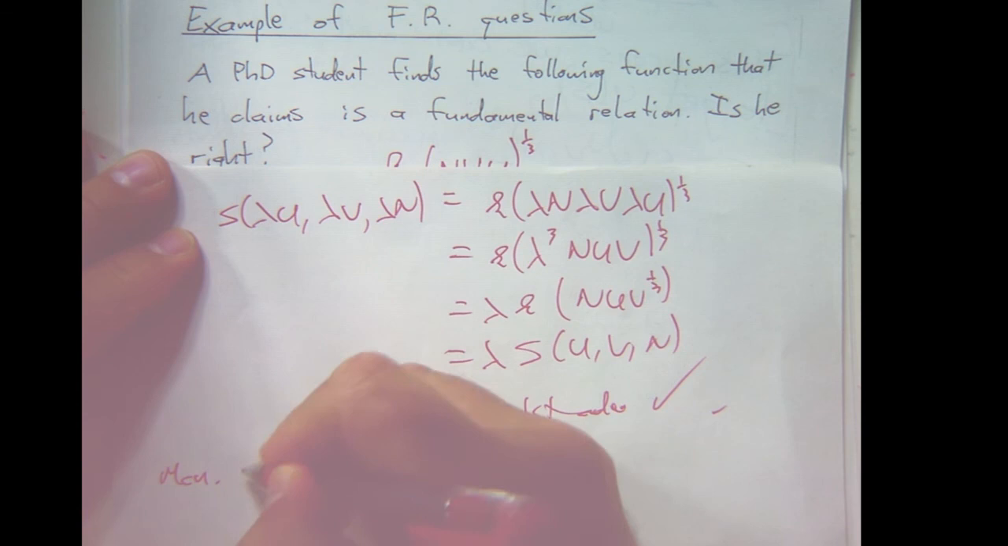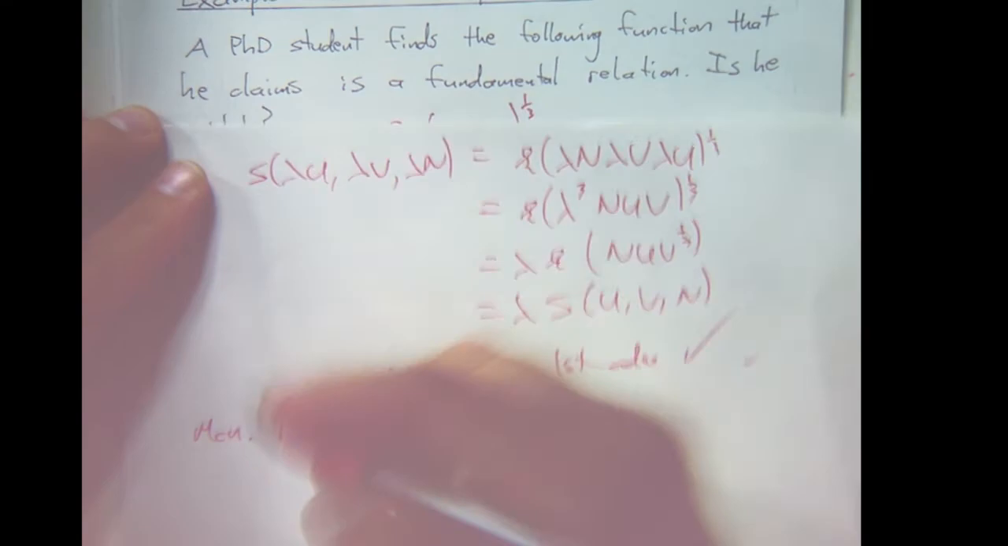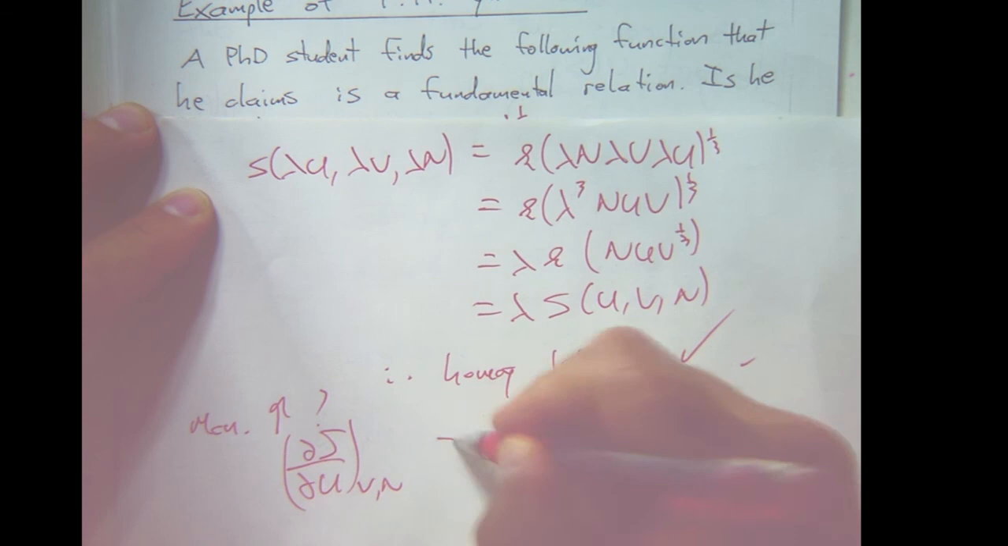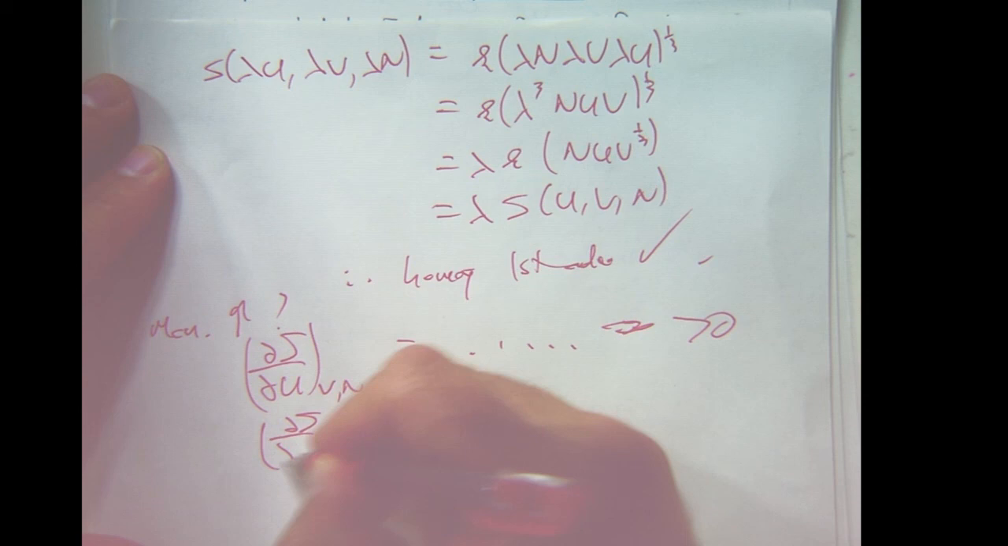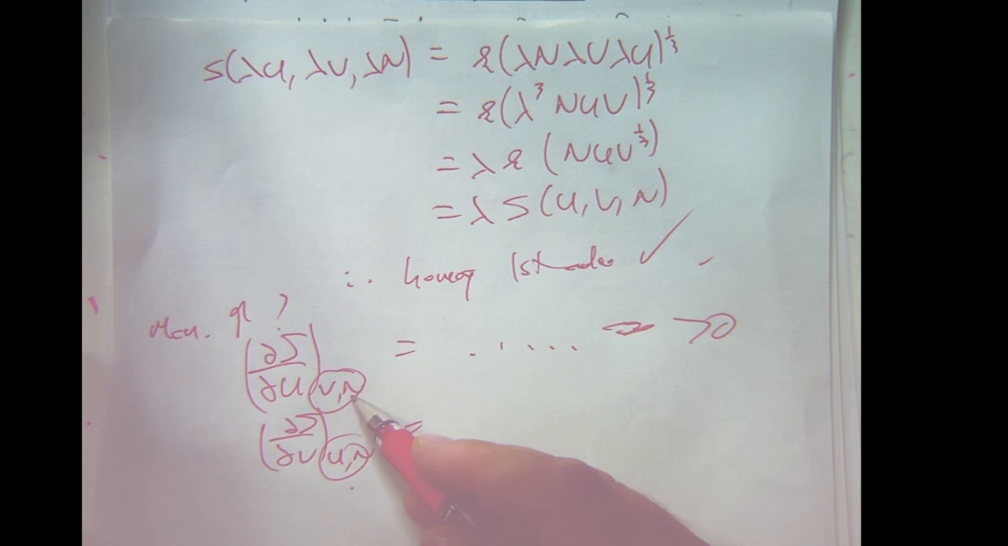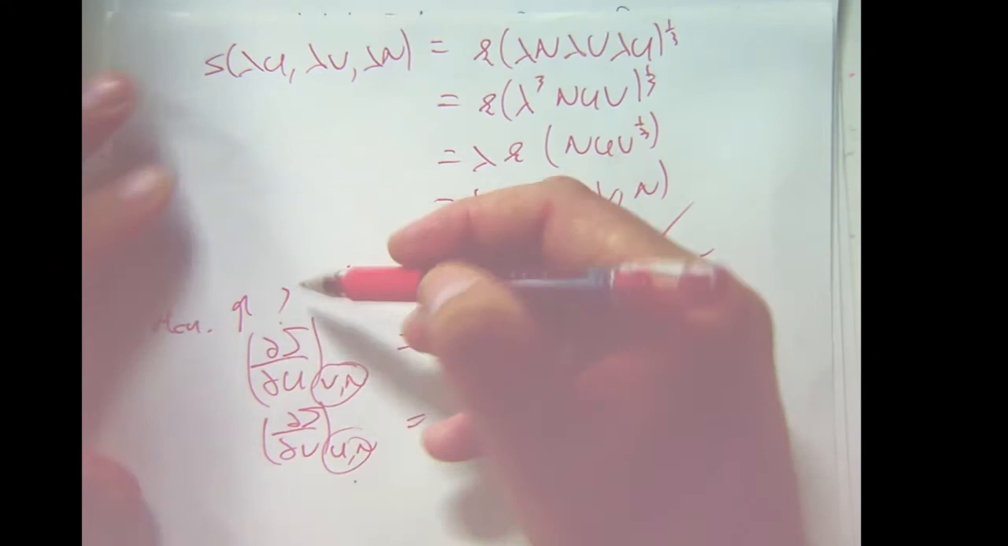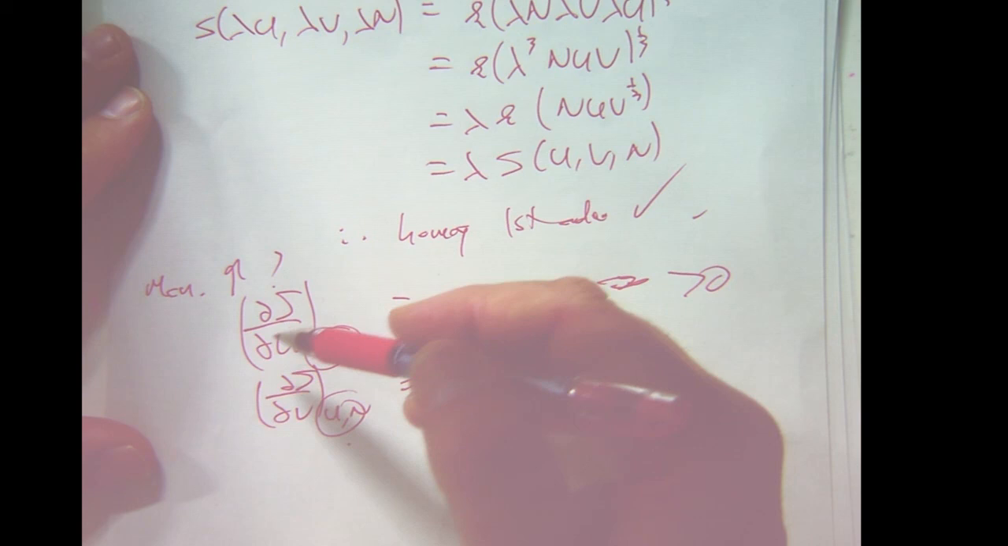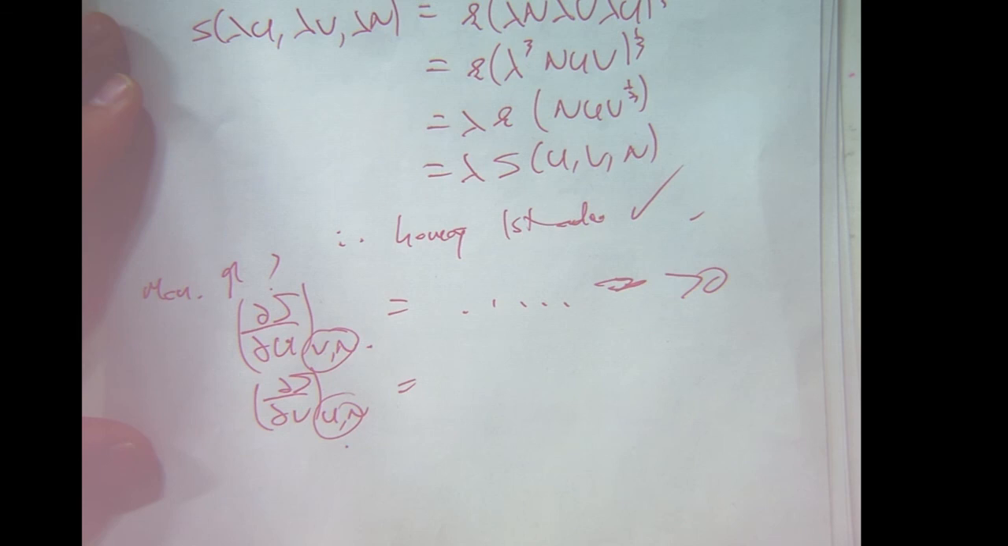How do you know? Differentiate; it should be greater than zero. So ds by du at constant v n equals something that is greater than zero. ds by dv at constant u n. Don't forget this, you've got to write that in. From now on, every partial derivative that you write must tell us what is being kept constant. Because in thermodynamics, you've got to know which variables you're talking about. Here you're considering S as a function of U, V, N. But in a few weeks, S could be a function of T, P, mu, lots of things. You've got to know which variables you are referring to. Greater than zero, etc.